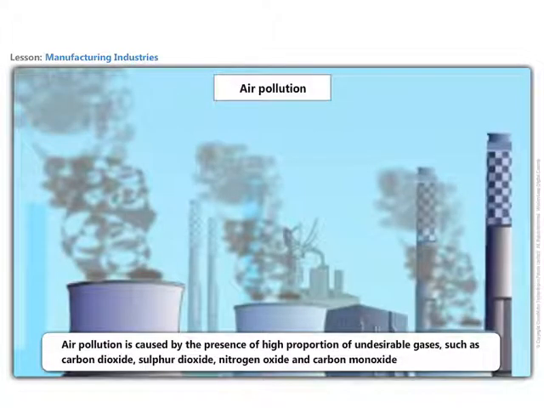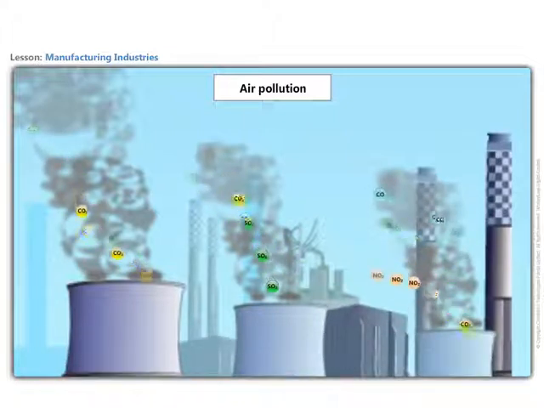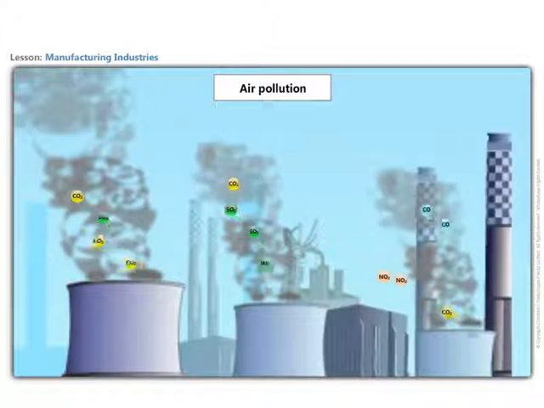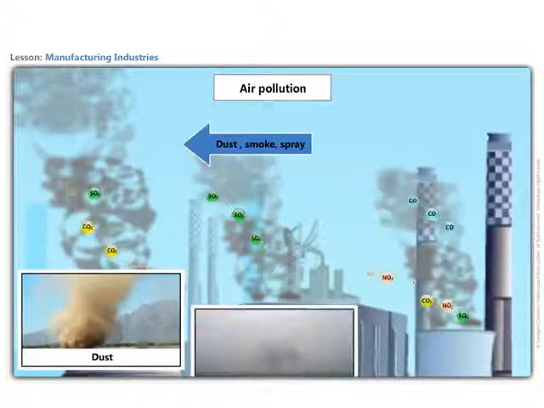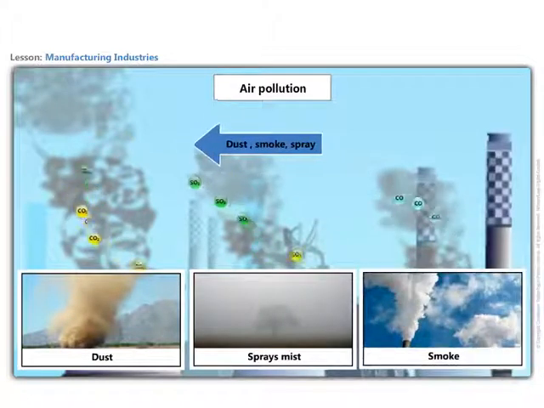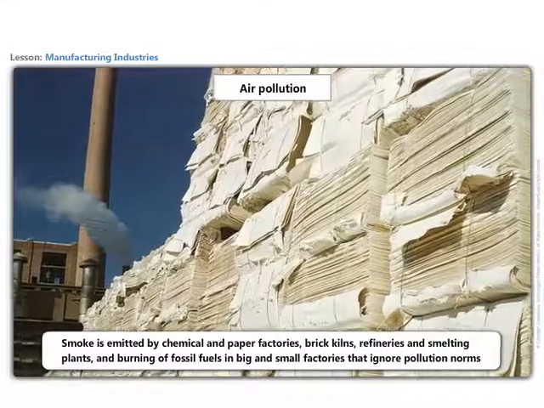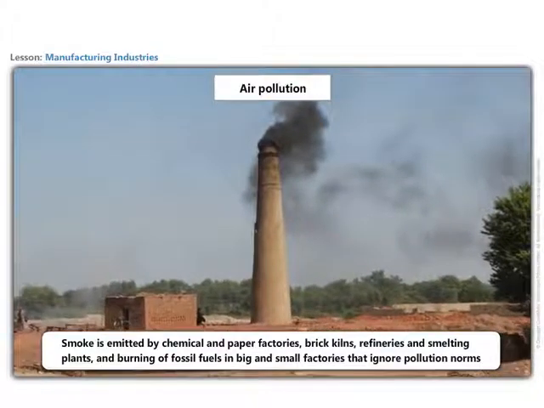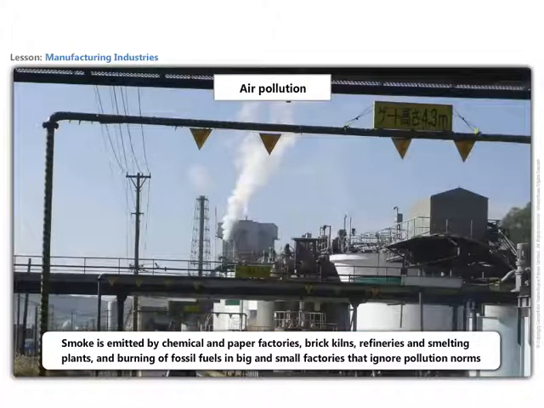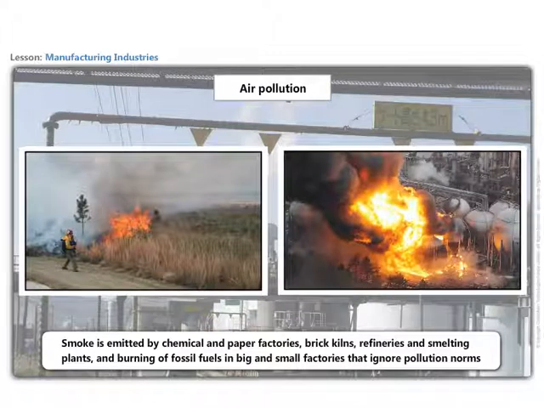Air pollution is caused by the presence of high proportion of undesirable gases such as carbon dioxide, sulfur dioxide, nitrogen oxide, and carbon monoxide. Airborne particulate materials contain both solid and liquid particles like dust, sprays, mist, and smoke. Smoke is emitted by chemical and paper factories, brick kilns, refineries and smelting plants and burning of fossil fuels in big and small factories that ignore pollution norms.